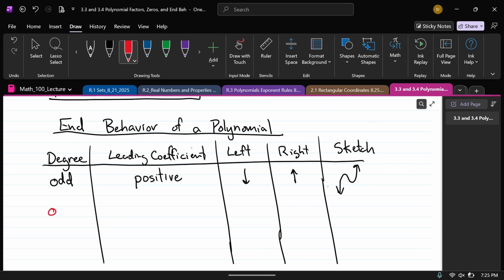If it's an odd degree and a negative leading coefficient, flip them. Left side's going up, right side's going down. Gonna look something like that. I didn't do as good a job drawing my little polynomial there. Kind of got sharp on the corner there, but that's okay. Those are the only two situations for an odd degree polynomial. Okay?